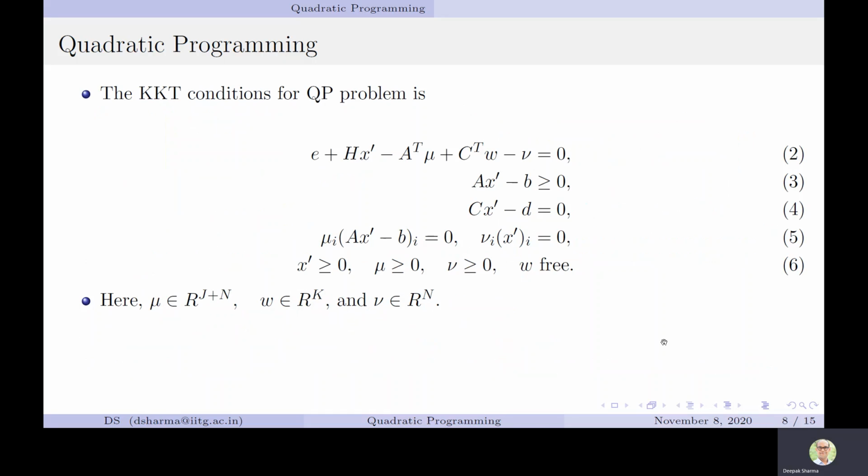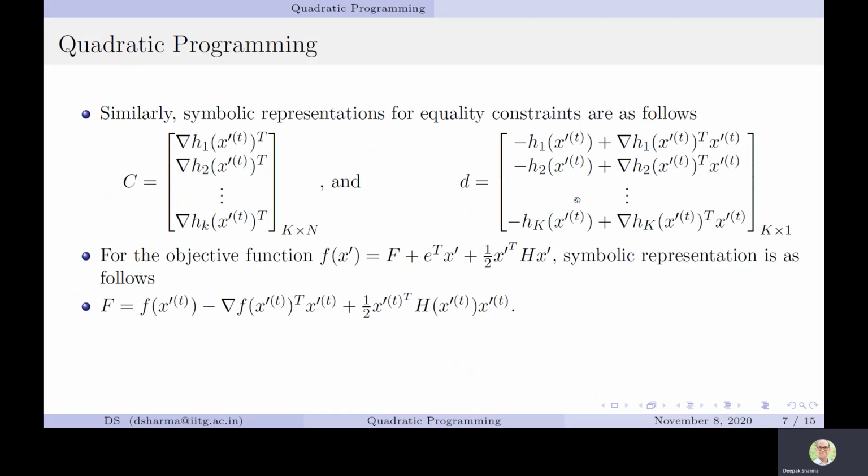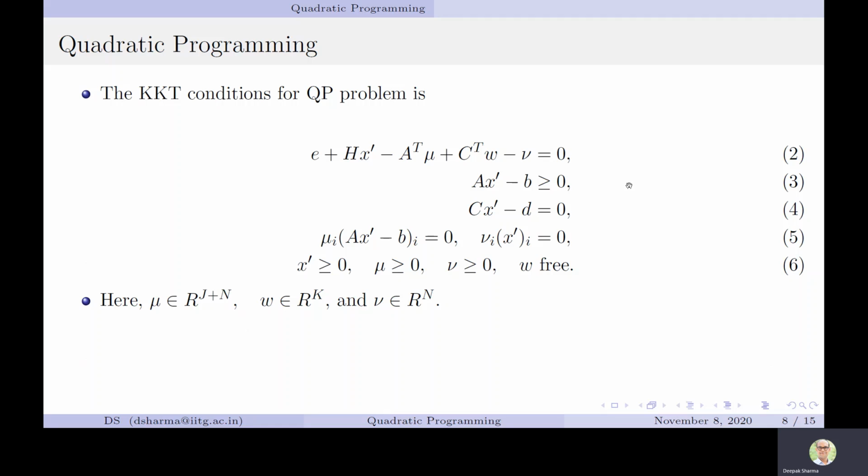Now if we are going to write the KKT condition for a quadratic programming problem, which is given on the top, I suggest you do your hand calculation and write the KKT conditions. Those KKT conditions should match here. So we have equation 2 that comes from the optimality condition. Then we have the 2 constraints. Equation number 5 is the complementary slackness, and 6 are the conditions on the variable and the Lagrangian multiplier.